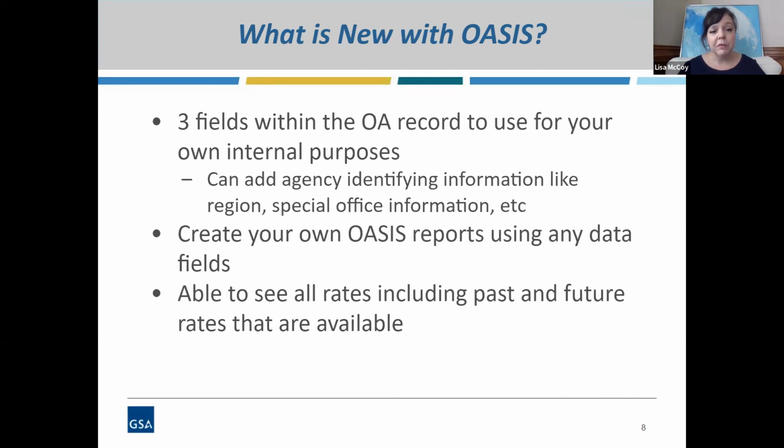Based on your feedback, we've also added three fields on the OA record. These are open fields, three of them that you can use for anything that you would like or not use at all. And this is based on feedback that it would help our customers to be able to put their agency region in or some notes or some other identifying information that is outside of what GSA keeps track of. And that will allow you, as it's now a field, to be able to sort and run reports based on that information. And we think that that's going to be very useful.